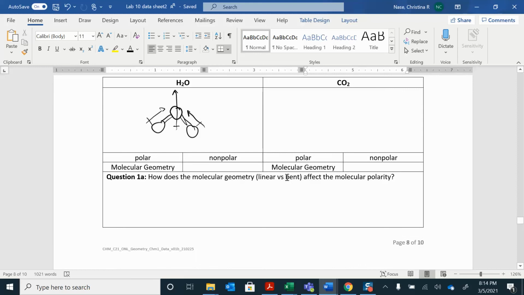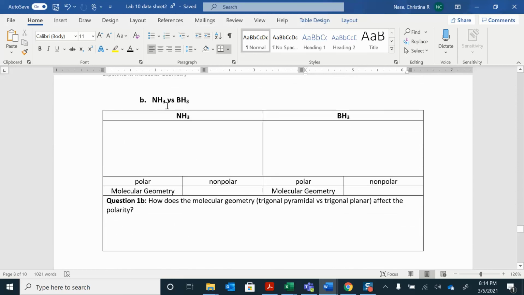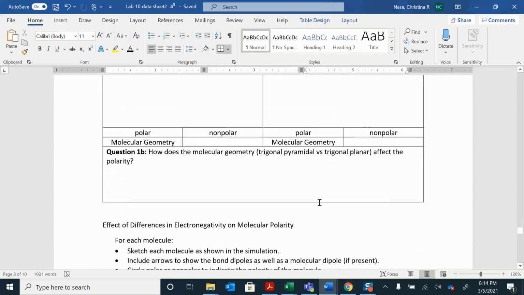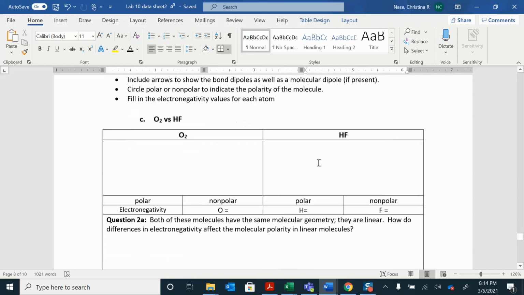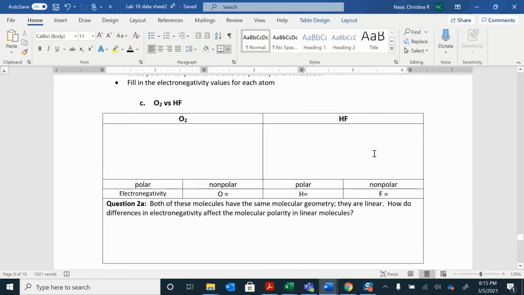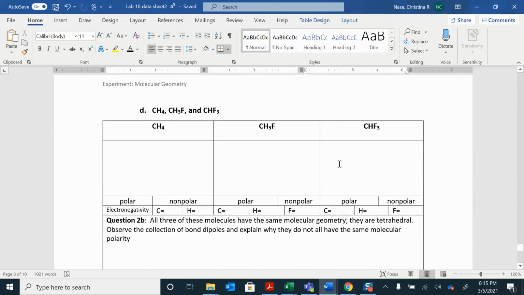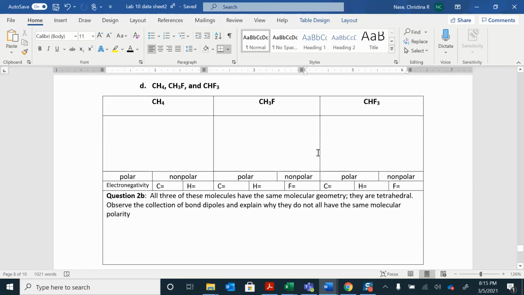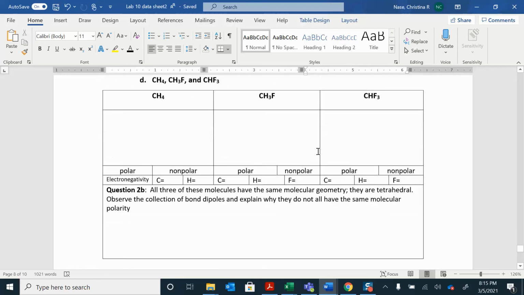You're going to answer some questions about these, and then you're going to compare these two, NH3 and BH3. Again, answer some similar questions. And then you have O2 versus HF. And then finally, this last one, what happens when you take carbon with 4 hydrogens and then start substituting the hydrogens with something else. So this is carbon with 3 hydrogens and 1 fluorine. This is carbon with 1 hydrogen and 3 fluorines. So check out the differences between those, who's polar, who's non-polar, and then just answer those questions.